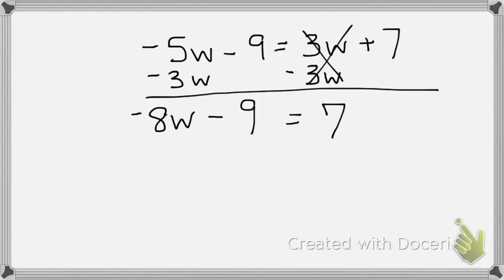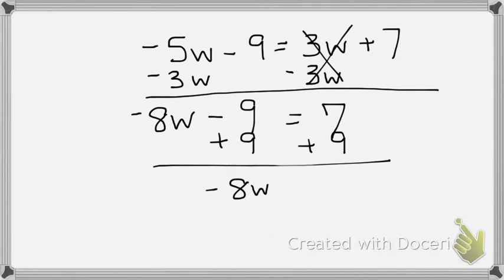And now we do mother-in-law. Okay, now you can do the mother-in-law, adding 9 to both sides. That'll get you negative 8w equals 9 plus 7 is 16. And then divide by negative 8s. Easy. W equals negative 2.